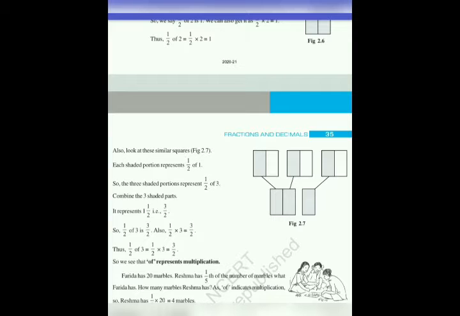1 by 2 of 3 means we have to multiply 1 by 2 with 3. So here we have 1 by 2 multiplied by 3, and our answer becomes 3 by 2. Thus 1 by 2 of 3 is equal to 1 by 2 multiplied by 3. So in general we can say that 'of' represents multiplication.